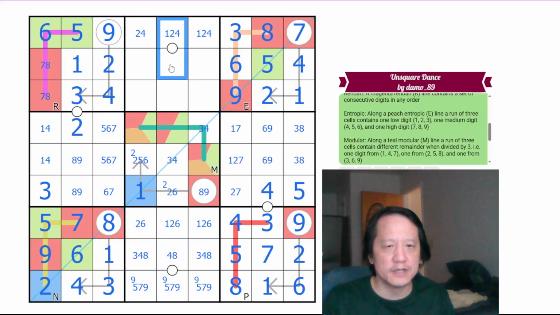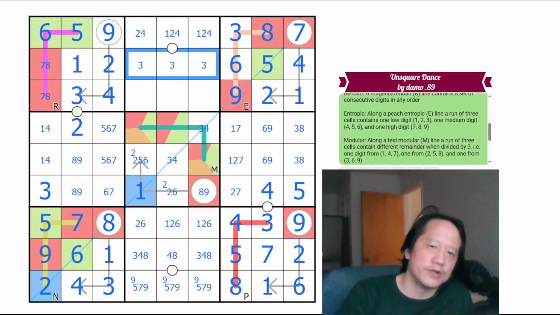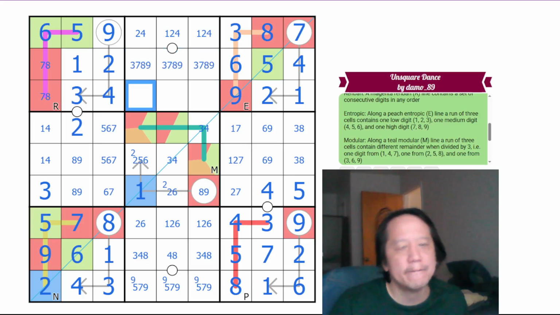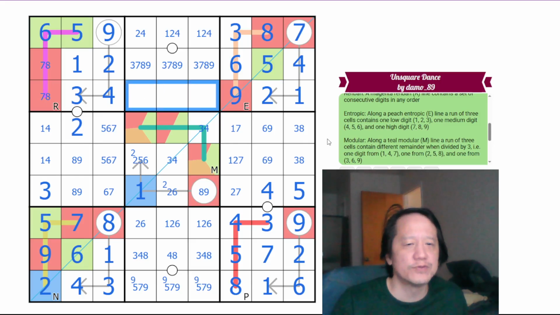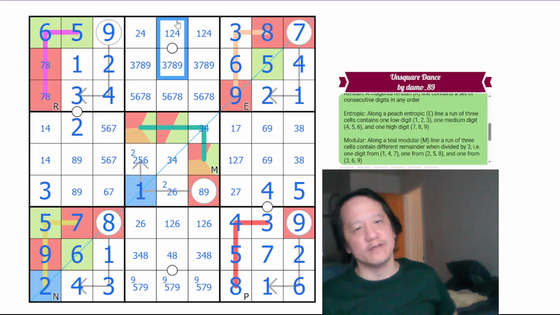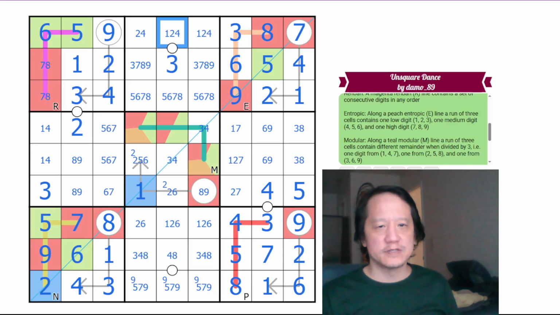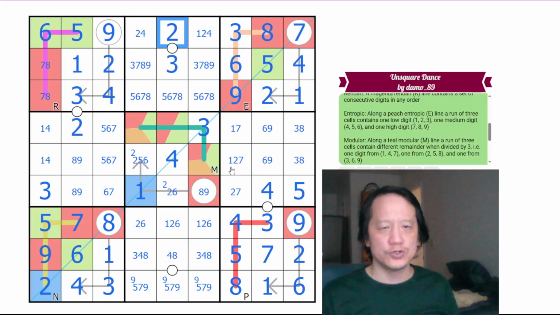What digits can be consecutive here? Let's do remaining digits. Remaining digits in row 2 are 3, 7, 8, and 9. Remaining digits in row 3 are 7, 8 with 5 and 6. Well, 7, 8, and 9 are not consecutive with any of 1, 2, or 4. So this must be 3 here. That means this is consecutive with 2 or 4. 3 eliminates 3 there, so this is 4, which makes that 3. 4 eliminates 4 there, so that's 2. 2 eliminates 2 there, so it's 6.